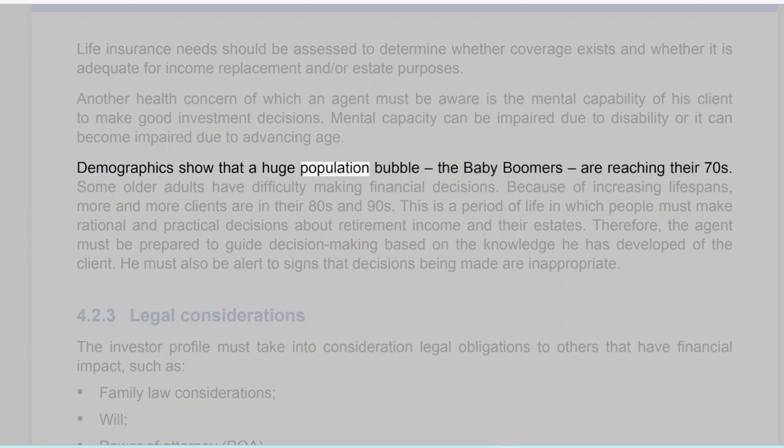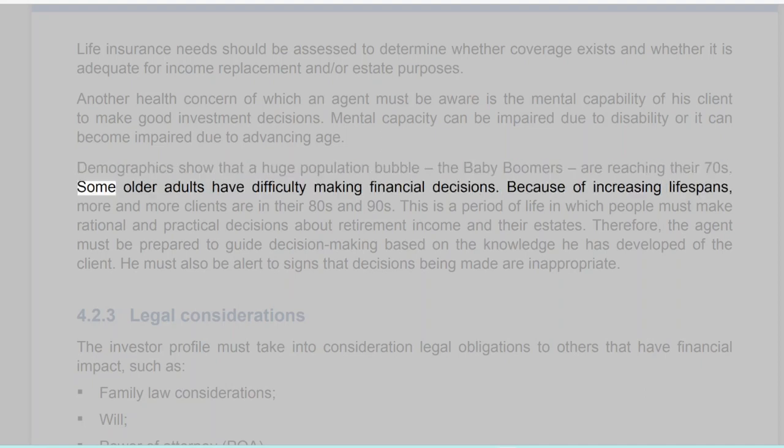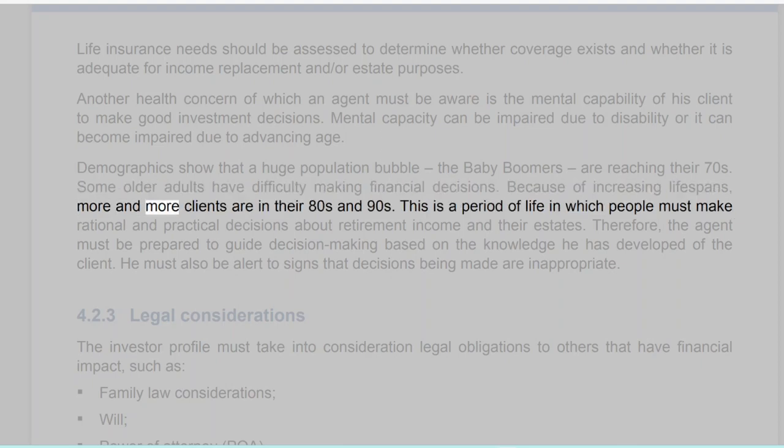Demographics show that a huge population bubble, the baby boomers, are reaching their 70s. Some older adults have difficulty making financial decisions. Because of increasing lifespans, more and more clients are in their 80s and 90s.